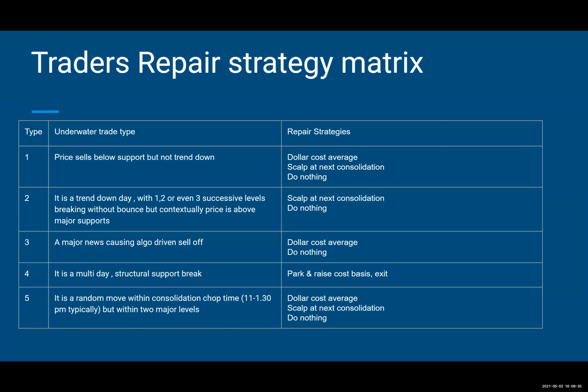The next is a trend day, where you could have one, two, or three levels blown, and I don't normally see more than that. What do I do? In that case, the trend down is not going to bounce back. Dollar cost averaging is not always a good scenario, because the price may trend down and stay there for maybe 2-3 days. But towards the latter part of the day, you will see the price consolidating. There I can do the scalp at next consolidation method to raise money from the other part of the trade, and that will literally make up for the underwater part of the trade that I took.